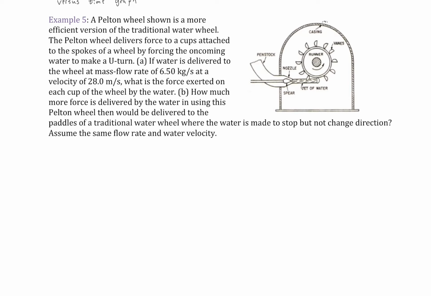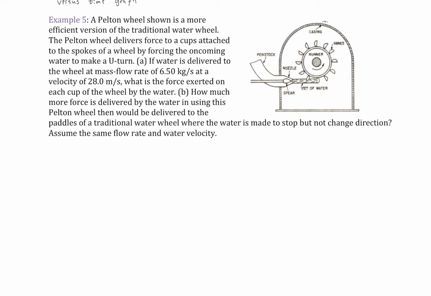Why is that? Well, the Pelton wheel delivers force to cups. These are the cups attached to spokes of a wheel, the water wheel part, by forcing the oncoming water to make a U-turn. If you think of an old-timey water wheel, the water isn't being forced to make a U-turn. It's maybe filling up a bucket, or hitting a blade and pushing it. But here it's actually being forced to make a U-turn, so the water comes in and goes back out the exact opposite way, ideally.